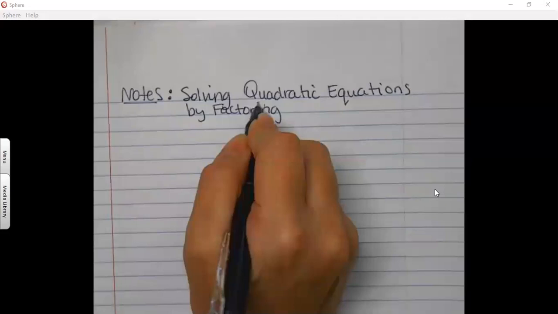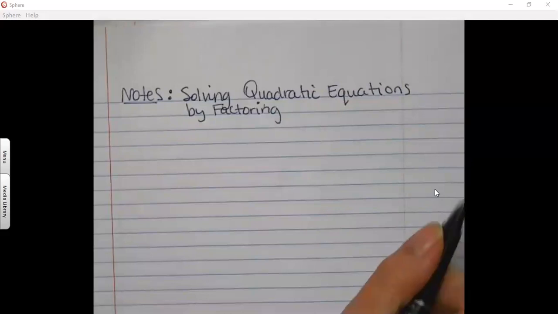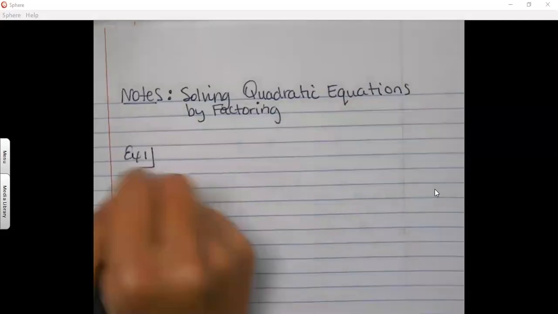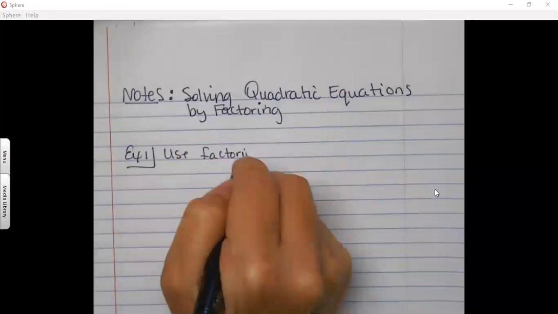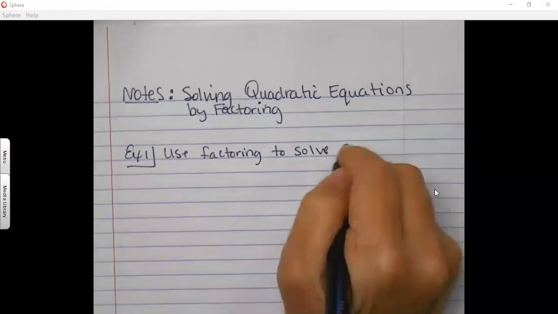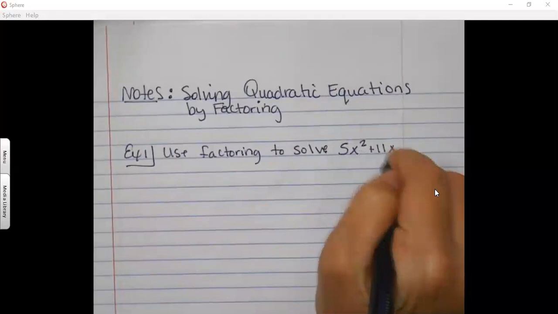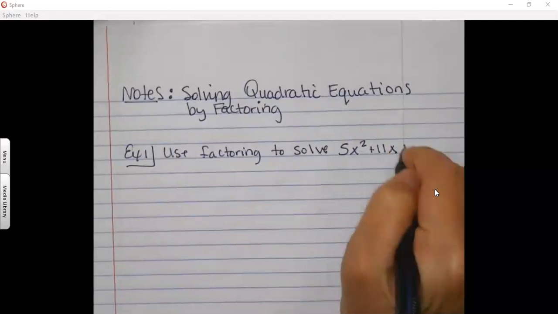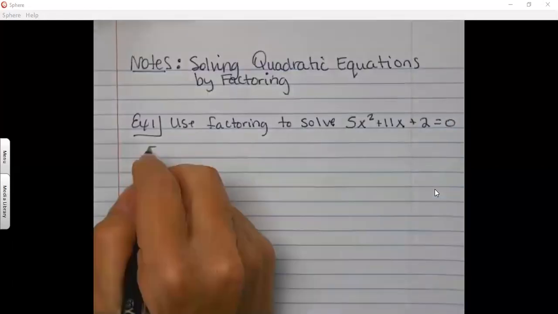All right, the lesson essential question, we're not going to write this down, I'm just going to say it out loud. What are the steps used to solve a quadratic equation by factoring? All right, so that is what we want to learn today. So example 1, we are going to use factoring to solve 5x squared plus 11x plus 2 equals 0. And I'm going to rewrite my problem down below so I have enough room on the right side to write the steps.